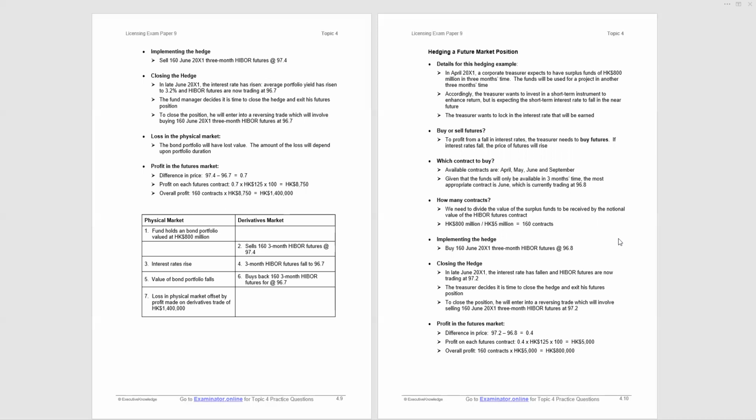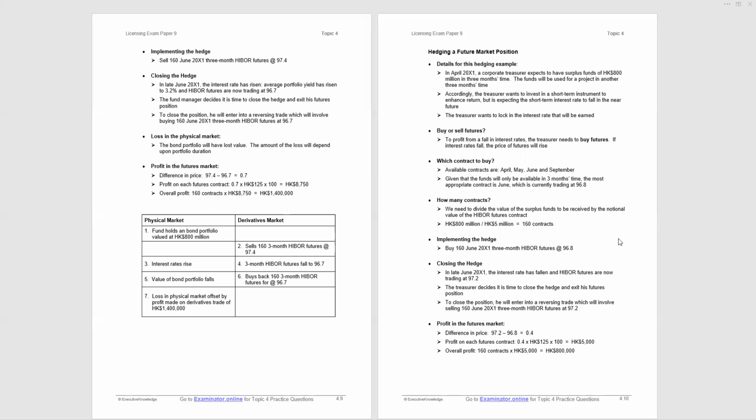us 8,750. So the overall profit with regard to 160 contracts is 160 multiplied by 8,750, giving 1.4 million profit in the futures market, which will offset the loss in the physical market. And we show that in the table below, physical market versus the derivatives market.